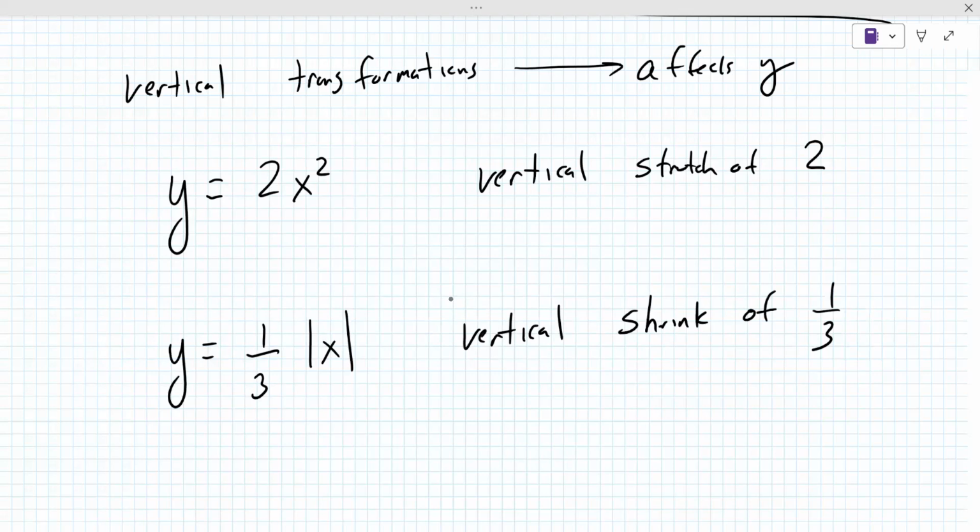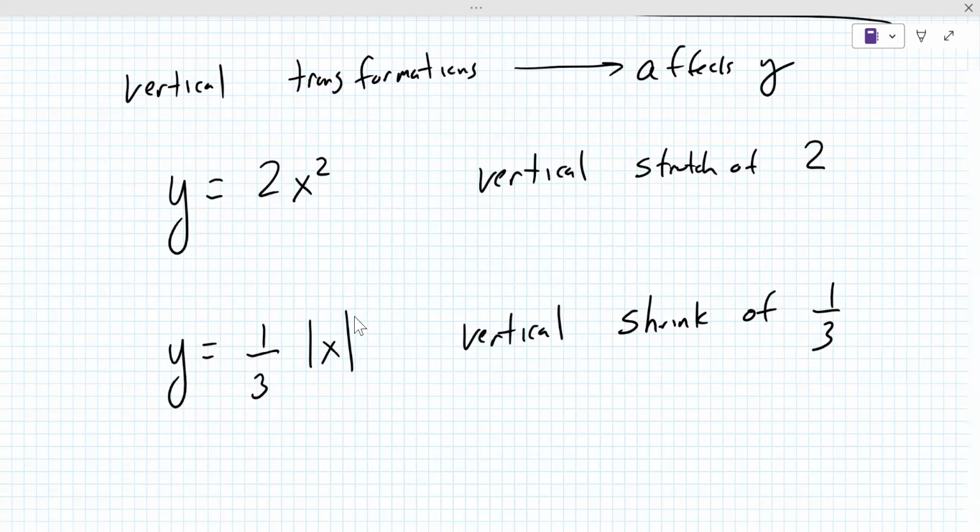Any questions on this before we do some examples? So what about the vertical shrink and horizontal shrink? We're not going to focus on horizontal quite yet. We'll do some examples first. That's the hardest one for most students. Horizontal shrink is the hardest. What about vertical shrink?